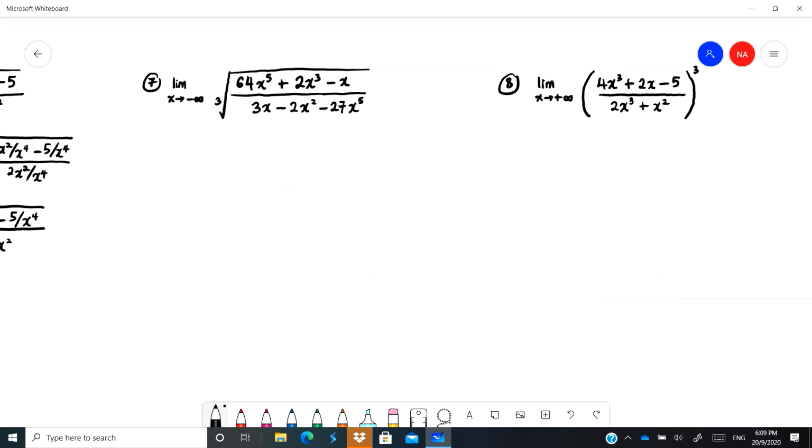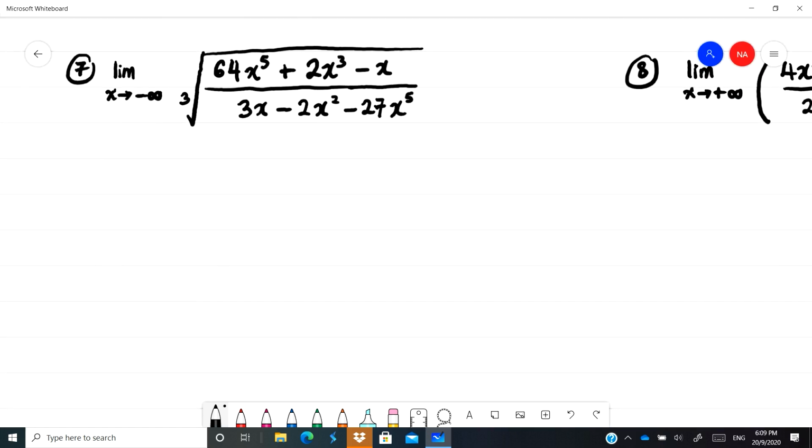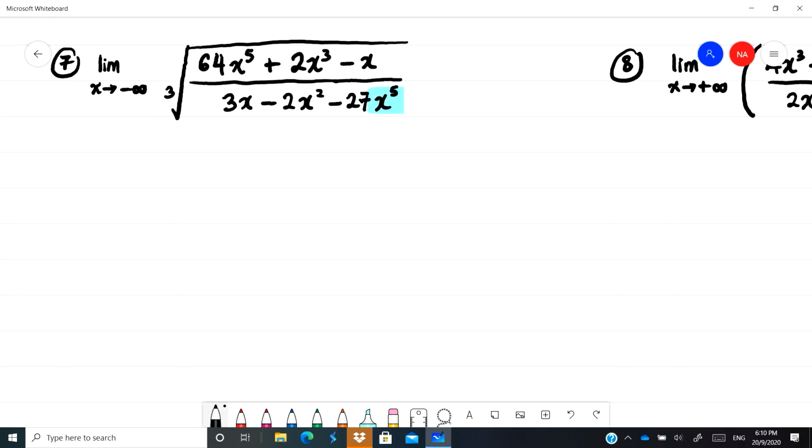So let's move to number 7. What if you have a cube root? The same thing here. What we have to do is find the highest power of x in the denominator. Is it x squared, or x to the power of 5? Of course, x to the power of 5 is the highest power. So divide every term by x to the power of 5.